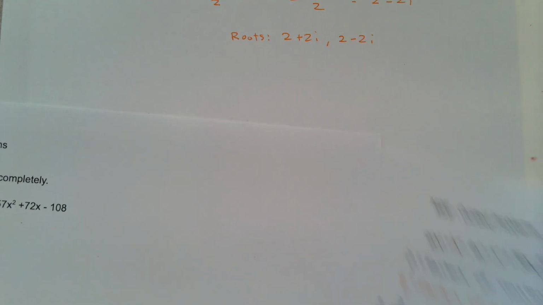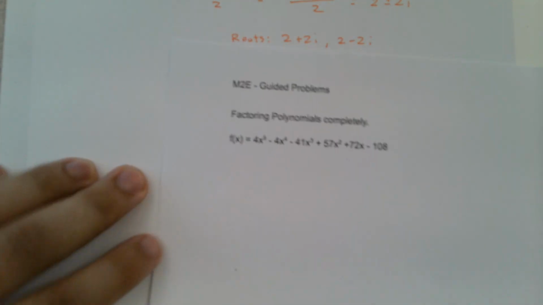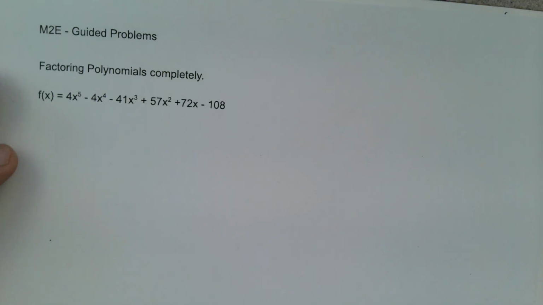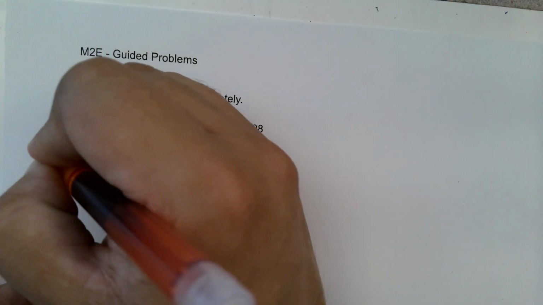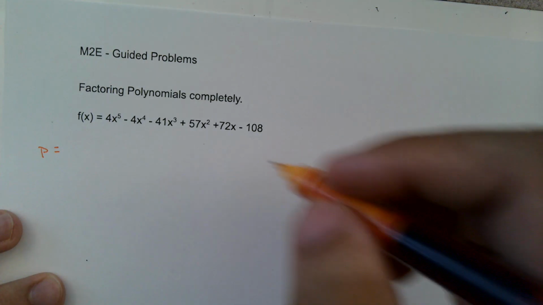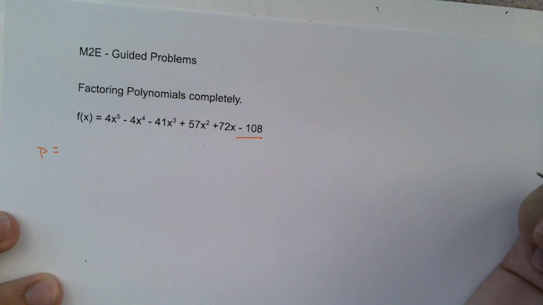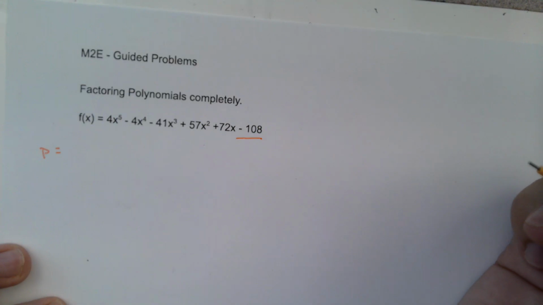Second problem. I'm going to start over with the same process. We find P, we find Q. P equals the factors of the constant. We need factors of 108 now.